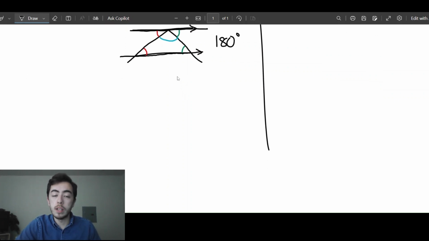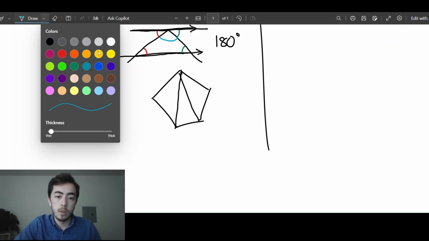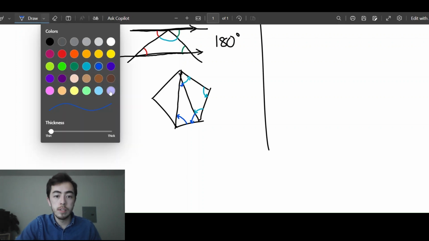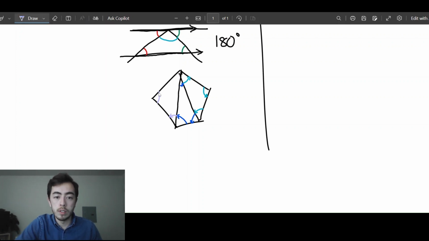Now, if we take a polygon, let's just use a pentagon as an example. And if we want to know the sum of all the interior angles on this polygon, we can draw some triangles to figure out that interior angle sum. So I'm going to draw my triangles like this, and you could convince yourself that these 3 angles here are going to add up to 180 degrees. Then these 3 angles here are also going to add up to 180 degrees. And then finally, these 3 angles here are also adding up to 180 degrees.